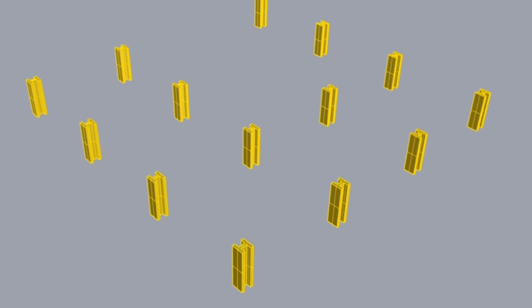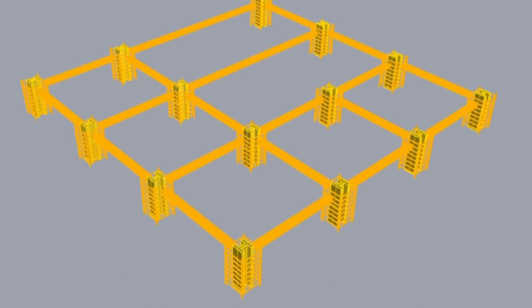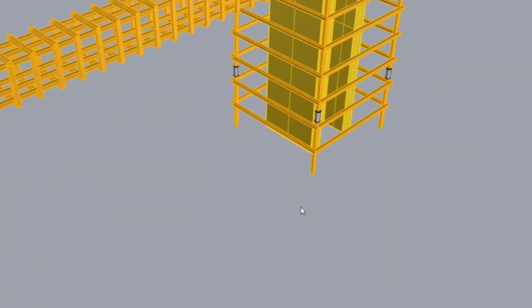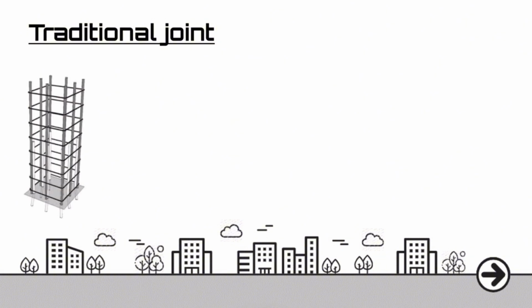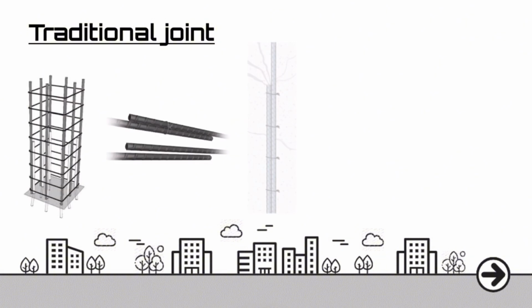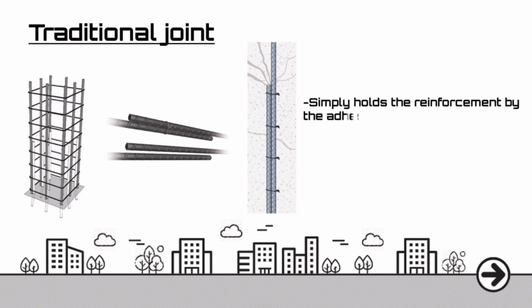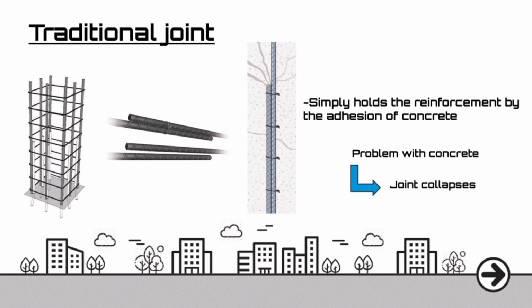First of all, the rebar is located in the main location. In the case of CCTV, a reinforced mechanical joint was used in this process to strengthen the joint of the reinforcement more than the traditional joint. The typical traditional joint simply holds the reinforcement by the addition of concrete, so when there is a problem with concrete, the joint collapses in an instant.